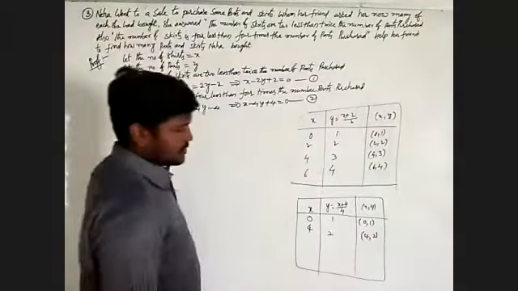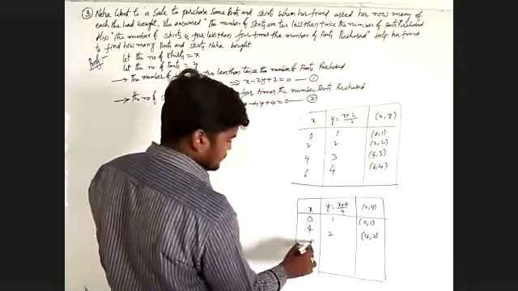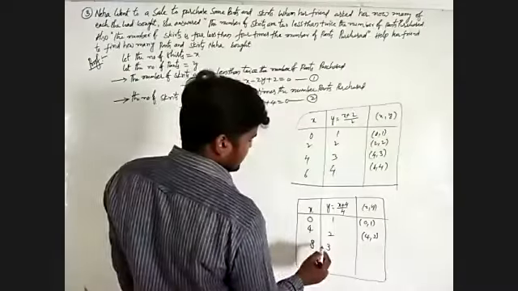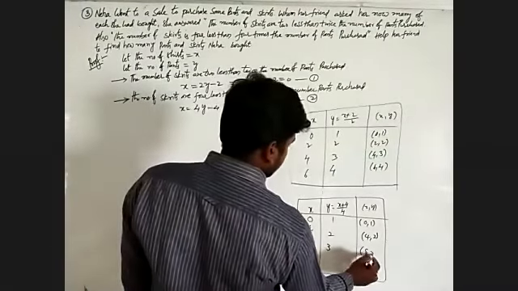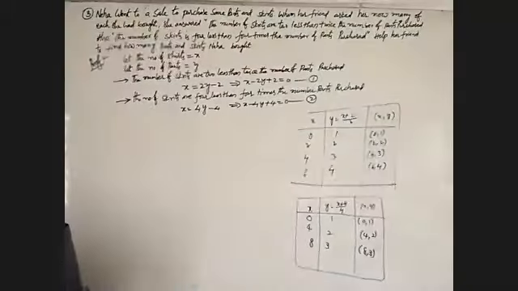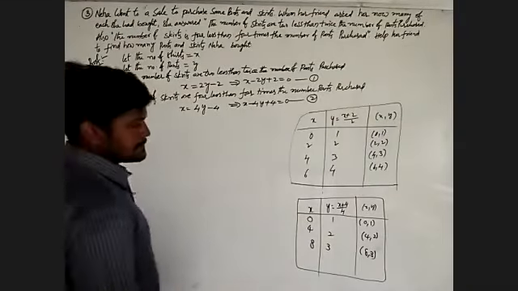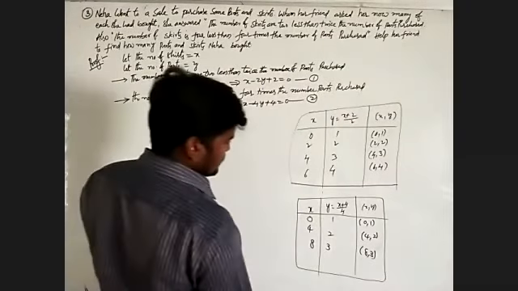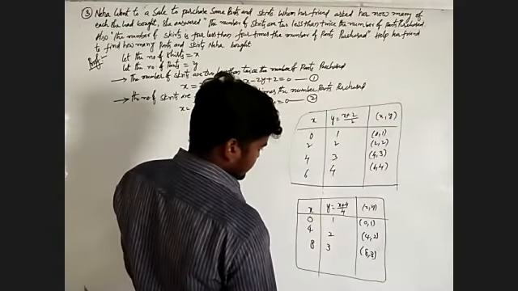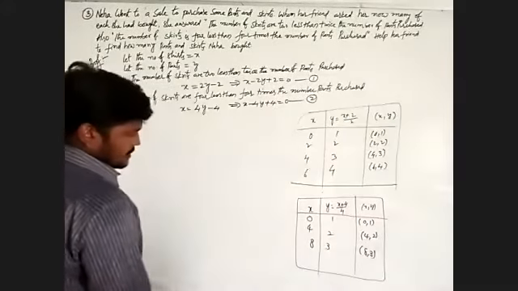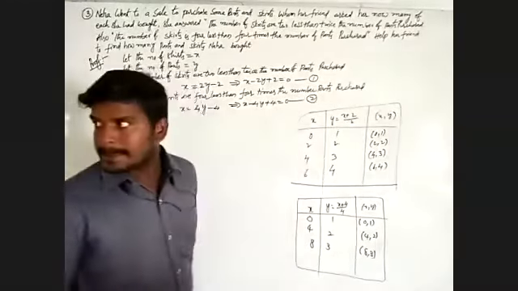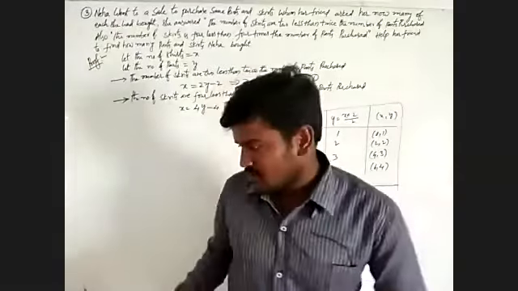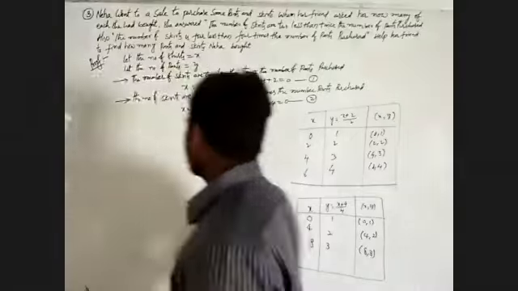After that, x is equal to 8. 8 plus 4 becomes 12. 12 by 4 becomes 3. This we have to write as 8 comma 3. After that, let x is equal to. Okay students, we have to write this one. Tomorrow I will explain the remaining of this one.